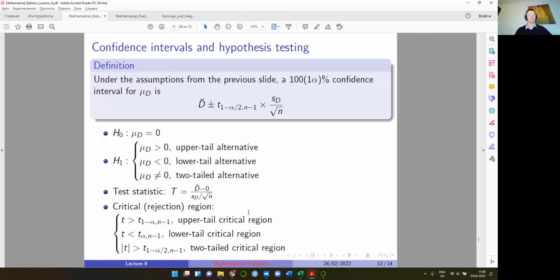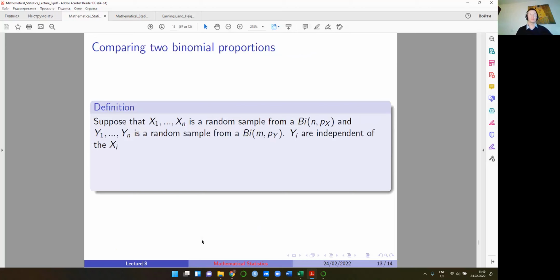Is it minus 0? Yes, minus 0, because I could have written d bar without 0, but you remember that we take the estimator minus the population parameter. So we assume that the population parameter is 0. In this case, the critical regions are the same as usual. Nothing is different here, so I can just jump to the other slide.